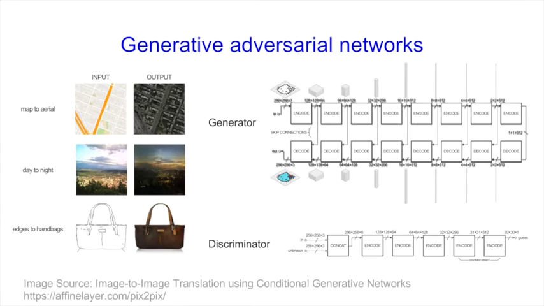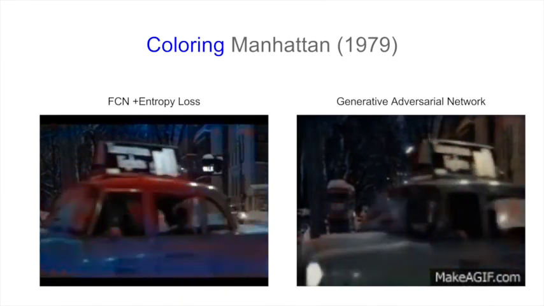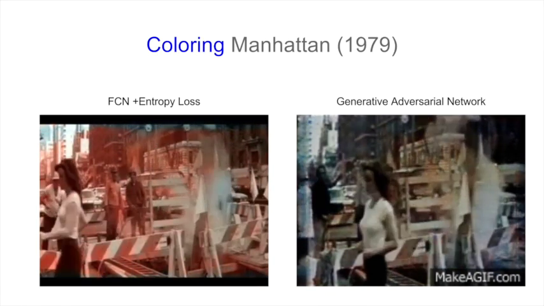Isola showed that this does really well on a lot of different things, from taking images of maps and converting them to aerial images, from day to night, from edges to handbags to cats, stuff like that. And we basically tried to do it for black and white to color images, which we applied onto a movie, Manhattan from 1979, which is a black and white movie.